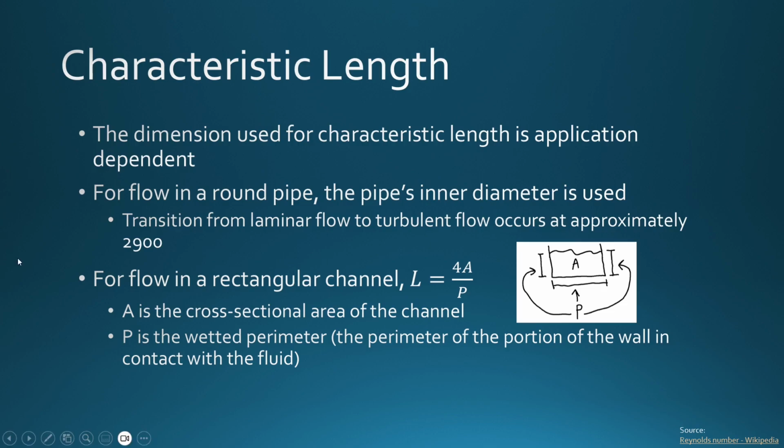So for flow in a rectangular channel, L will be something we call the hydraulic diameter, and it will be 4 times the cross-sectional area of the channel over the wetted perimeter of the channel. And that's going to be the perimeter of the portion of the wall in contact with the fluid, as shown here in this picture. So you'll have your cross-sectional area of your fluid, and then the perimeter will be made up of this side, and this side.